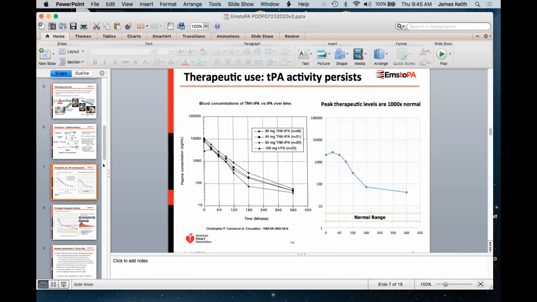So our problem is that the therapeutic activity of tPA persists. Normally, the concentration of tPA is on the order of 2 to 6 nanograms per mil. So this is a normal range that I'm pointing out with my cursor. However, in order to lyse a large clot within 60 minutes of administration, the concentration of tPA that's added is over 1,000-fold higher than what's seen physiologically.